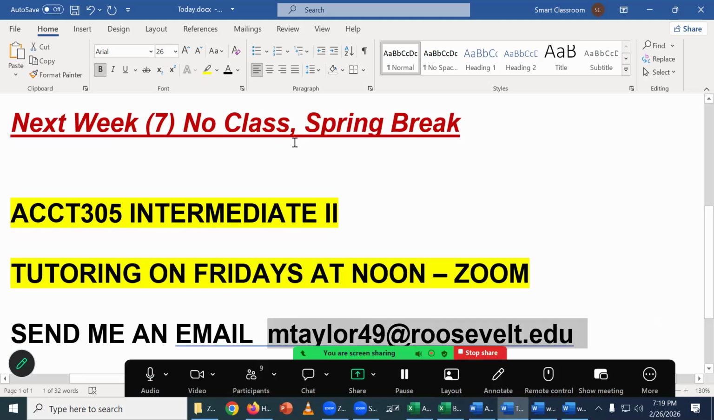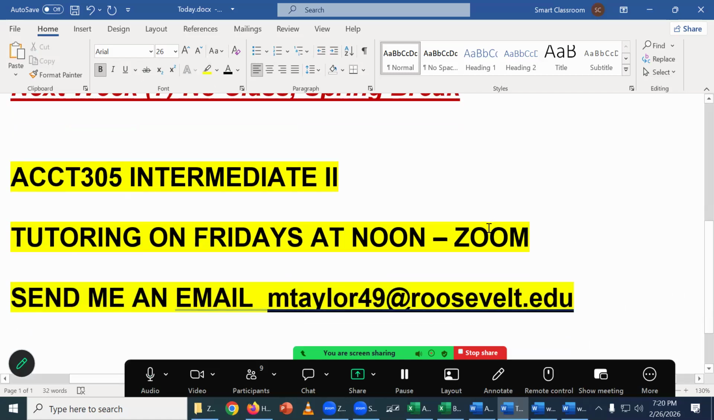It's Roosevelt.edu. So if you send me an email, I will include you on the list and send out the Zoom link. That's for Intermediate 2. We're not going to be doing any other class at this point. If there's another class you want to do, we can always talk about that. But anyway, tutoring tomorrow, Zoom meeting at noon if you want. I will send you the link. Okay, any questions?